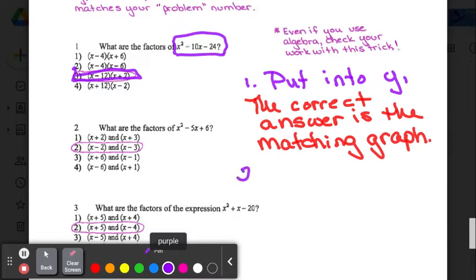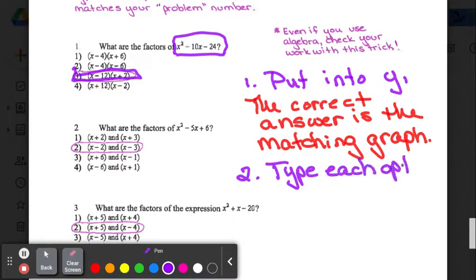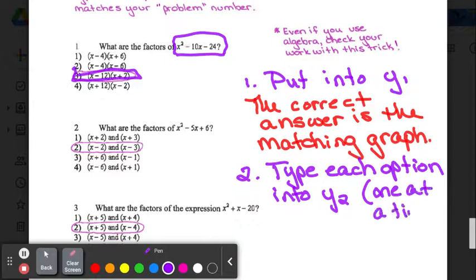So now here's the second step. Type each option into Y2. And you want to do this one at a time. And I'll show you why in a minute. And then the last thing, you just look to see which one's matched. That's your answer.